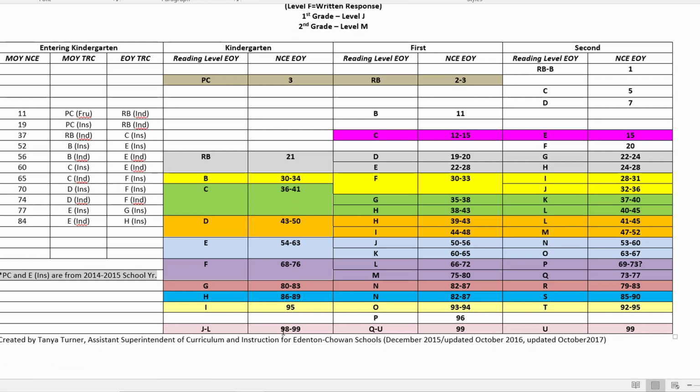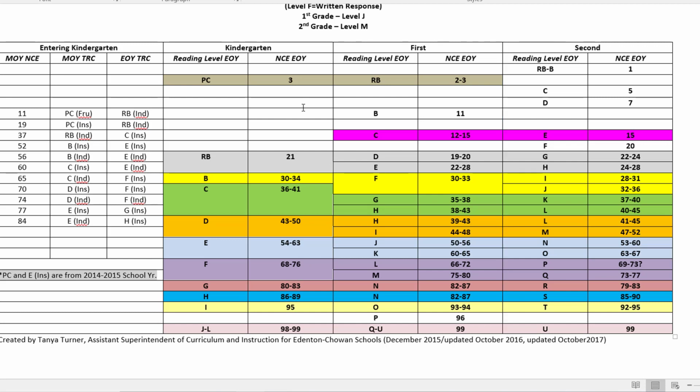So here's my chart, and it's got all of the reading level performances for each grade level and what the NCE is that reading level equates to. So we know kindergarten is measured from middle of the year to end of the year, and 1st and 2nd grade is measured from the beginning of the year to the end of the year. So we've got kindergarten, middle of the year to end of year, 1st and 2nd grade from beginning of the year to end of the year.